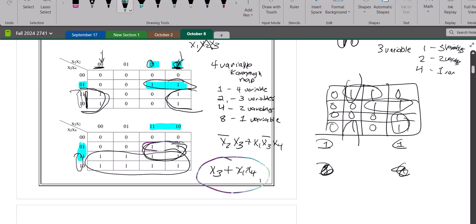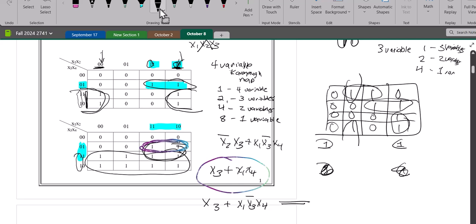If I had just done these 2, let's see what it would have been. What they have in common is x1, not x2, x3 bar, x4. So that's what I would have gotten if I had chosen those 2. So if I had chosen that, I would have x3 and x1, x3 bar, x4.